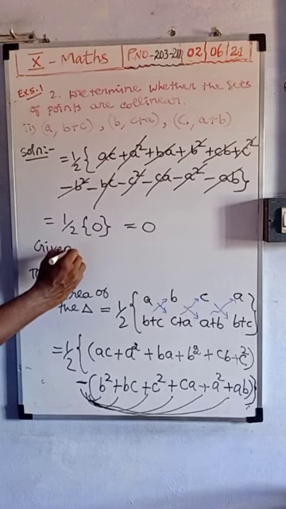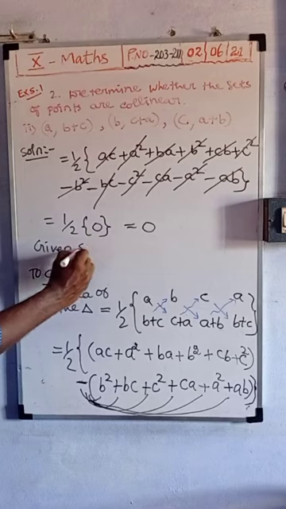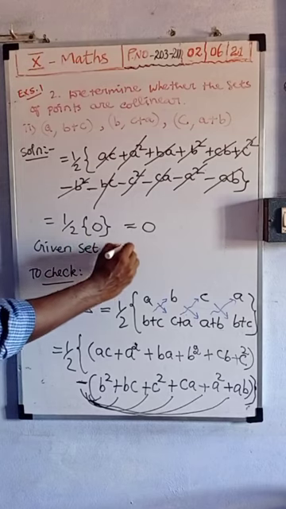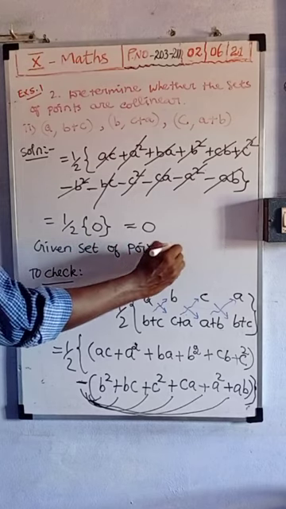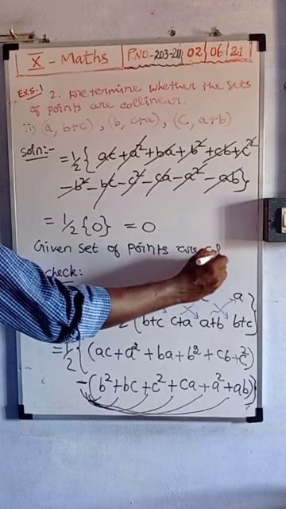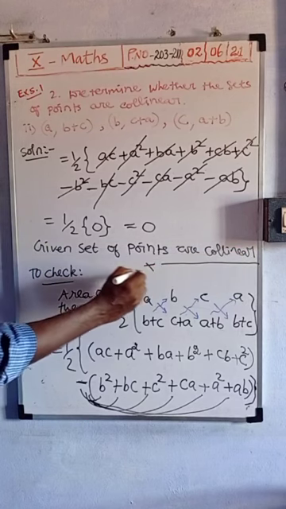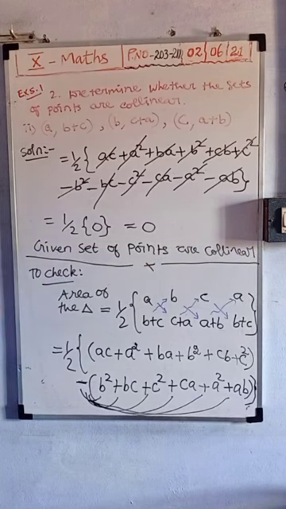Therefore, the given set of points are collinear. With numbers you will easily get the answer, but here everything is given as variables. Anyway, we received the answer: the area of the triangle is 0. Therefore, the given set of points are collinear. That's all.